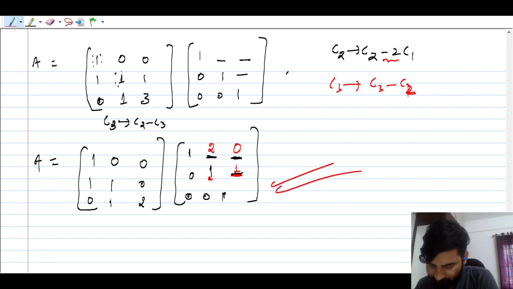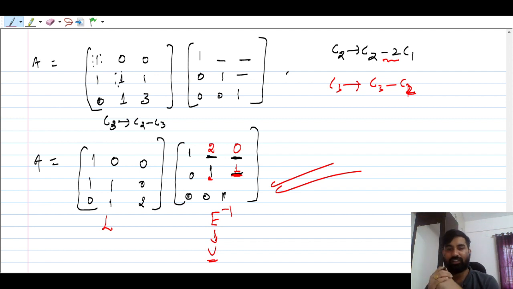I hope this makes sense, right? So this is nothing but E inverse, and this is nothing but L. So E inverse is U here, right? Okay. I think this is clear for all, right? So this is what the LU decomposition is, guys. The LU decomposition is over in this case, right? So there is nothing more than that.